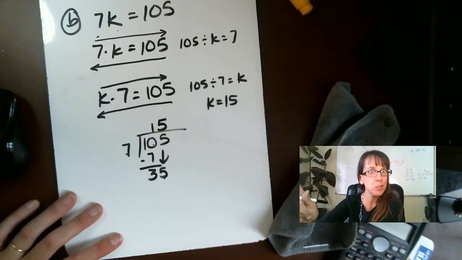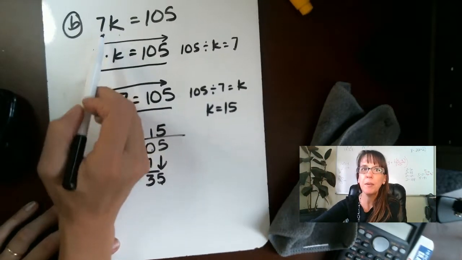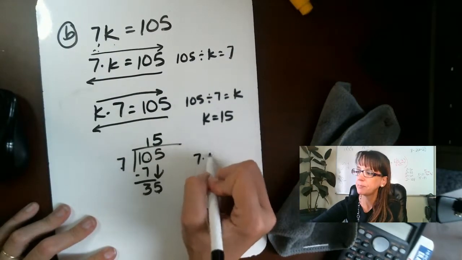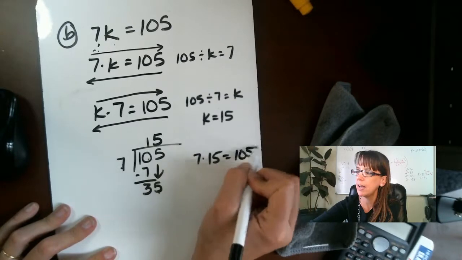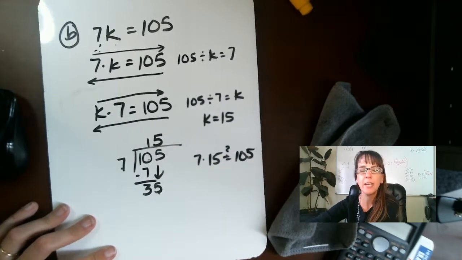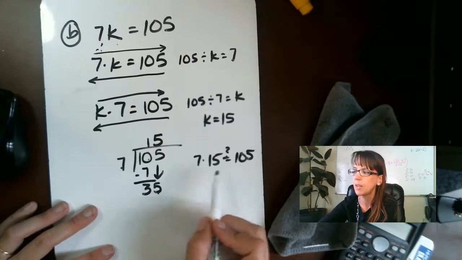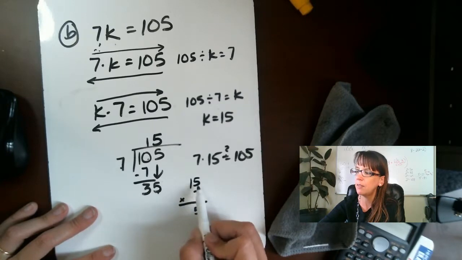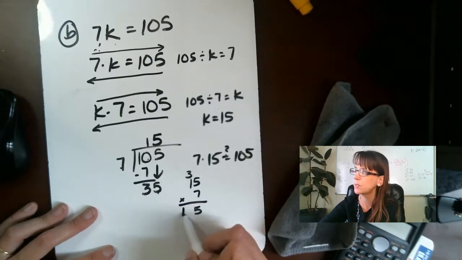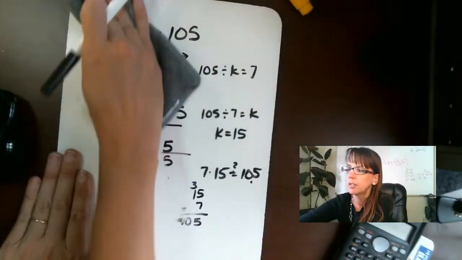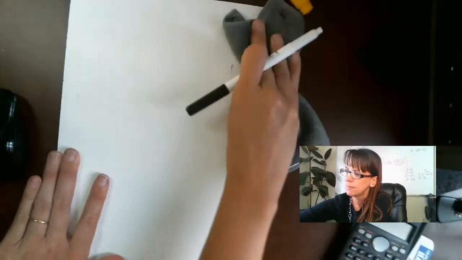Let's go back and double check our work. Come all the way back up here to this original problem. 7 times 15 equals 105. And when you're double checking your work, you can put a little question mark here. Just say, hey, I'm just checking, making sure everything's good. So 15 times 7: 5 times 7 is 35. Carry this, we get 105, and that's what we needed, 105. Good work.